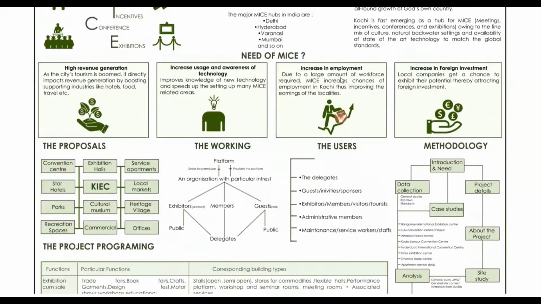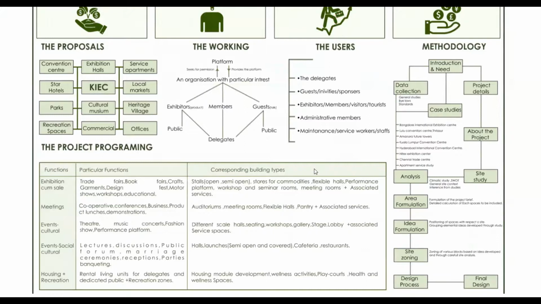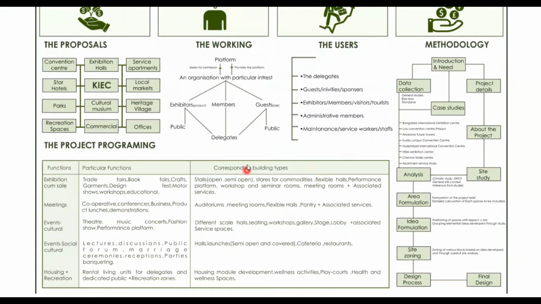In the first phase of the project, what I thought of including are the exhibition cum sale provisions, the convention center facilities and other meeting provisions, and housing plus recreation units. And in order to study the users, I first studied how this kind of a platform works. The user groups are the delegates, guests, invitees, speakers, sponsors, exhibitors, members, visitors, tourists, administrative members, and the maintenance staff.